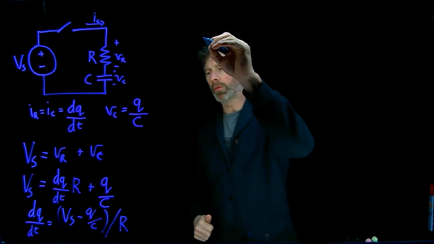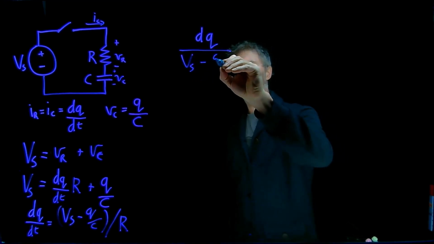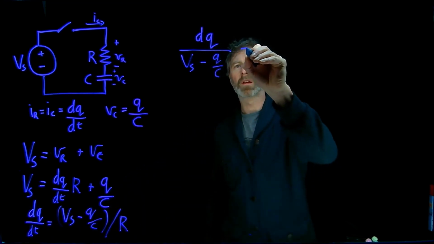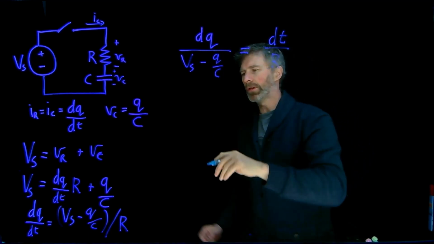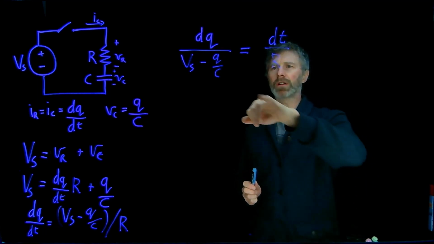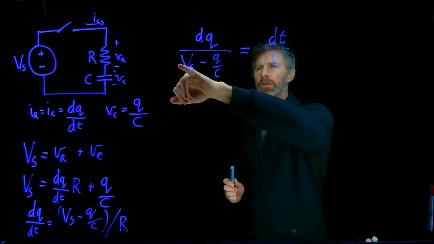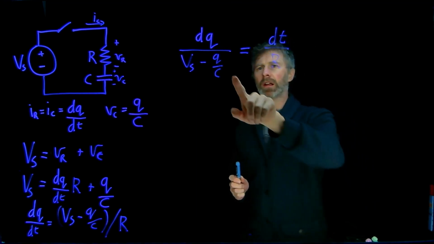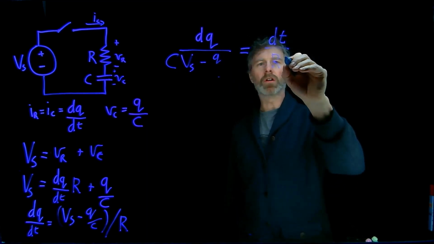So I end up with dq over Vs minus Q over C. So I took that expression and put it over that side of the equation, is equal to dt over R. So I took this dt and I moved it over to this side of the expression. I'm just going to do a little bit of rearranging of things here. I've got a C on the bottom of this term, and I actually am going to distribute it through this term and this term. So basically what I'm doing is multiplying both sides of the equation by 1 over C, and I end up with CVs minus Q equals dt over RC.